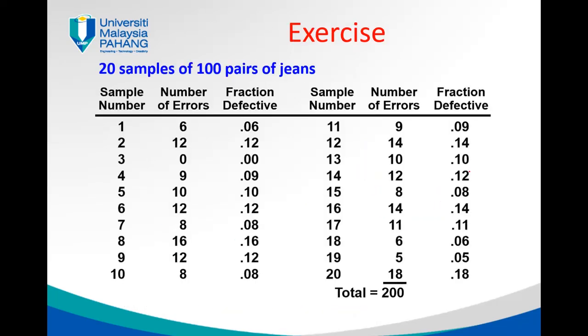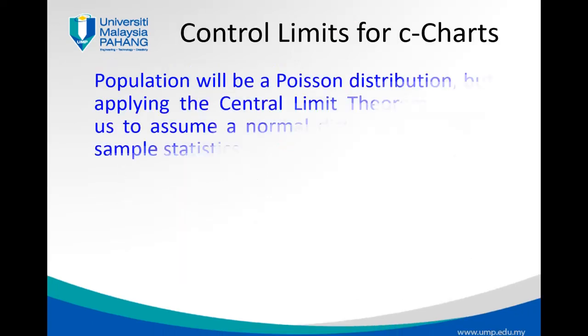Then the second exercise, or second example here: 20 samples of 100 pairs of jeans. Roughly a similar example as the first one. So we calculate the number of errors, then the fraction defective. Again, the fraction here is equivalent to the number of errors divided by the number of samples, 100.